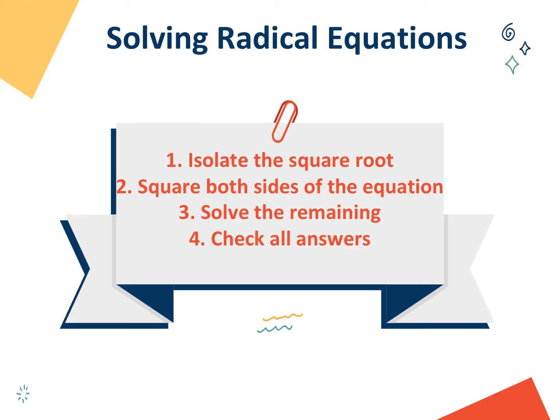So we're going to isolate the square root. Again, it could be a square root, a cube root, a fourth root, whatever that is. We're going to get it by itself if we can. Sometimes you can't, but if there's only one, you're going to work for it to be on the side by itself. And then you're going to square both sides of the equation to get rid of your square root. You're going to solve what's left.